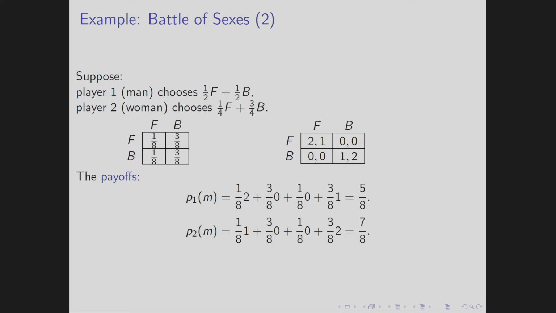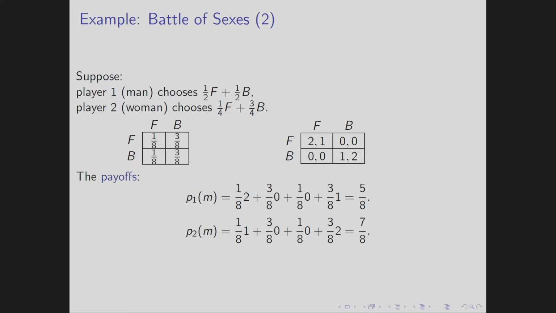So I go through all the 4 squares of the game, and for each square, I first check what's the probability that the game ends up there, and pick up the payoff. So the probability that the game ends up in FF is 1/8, because it is 1/2, that's what the man chose, and 1/4, that's what the woman chose. So the probability that the game will end up there is 1/8. Now we calculate the payoff for the first player, so his payoff there is 2. So I have the first term 1/8 times 2. And then you do the same with the remaining 3 squares, and you add it up, and that's the payoff.